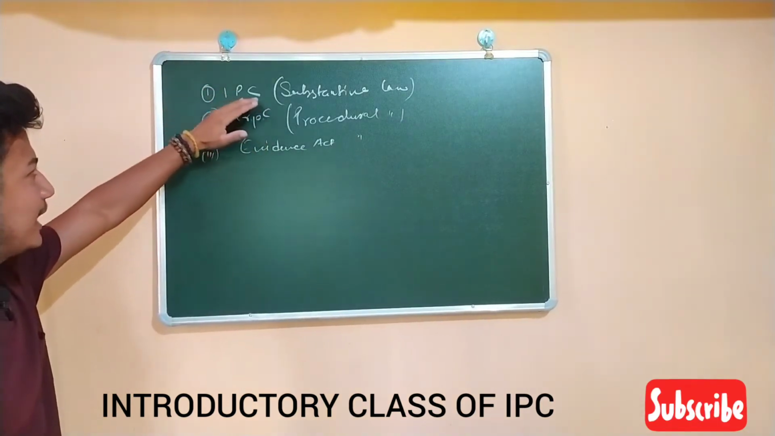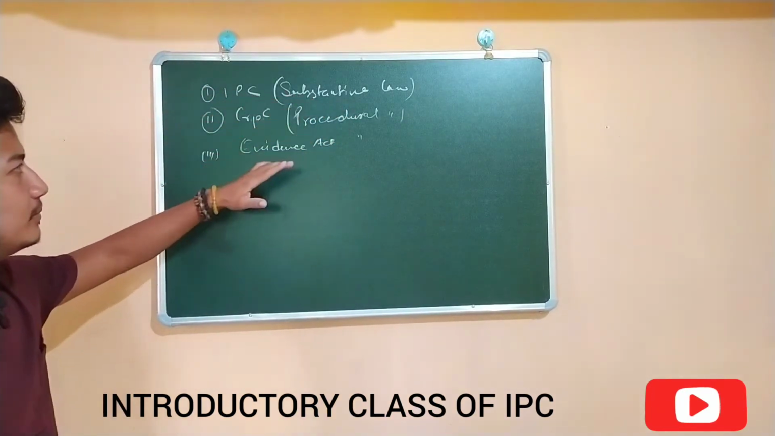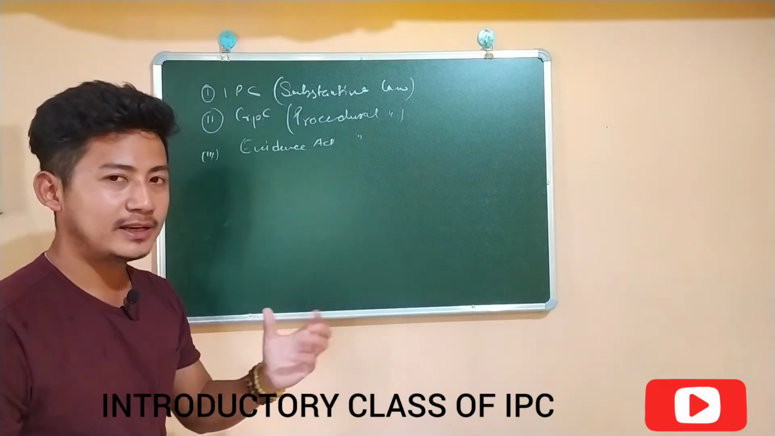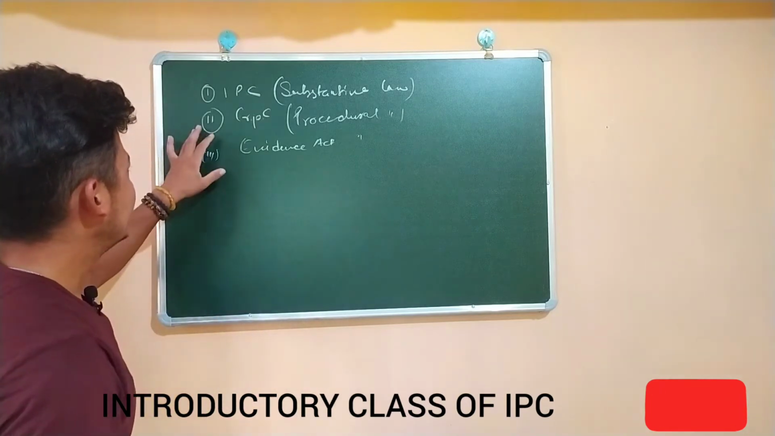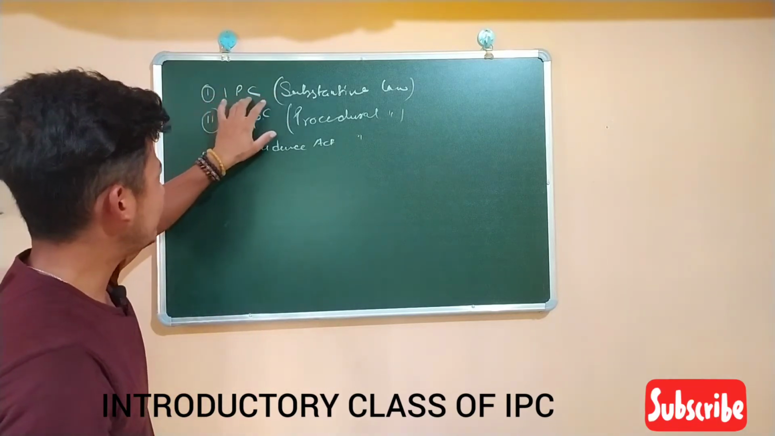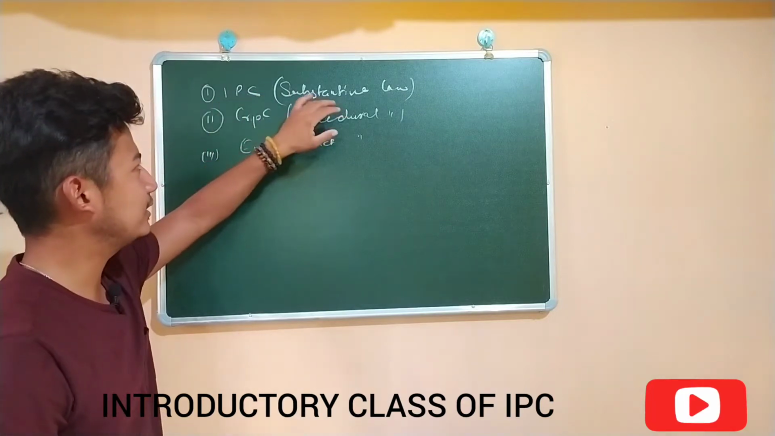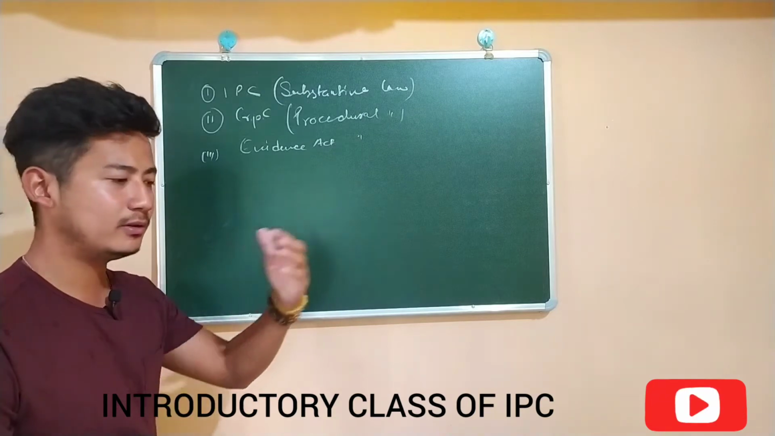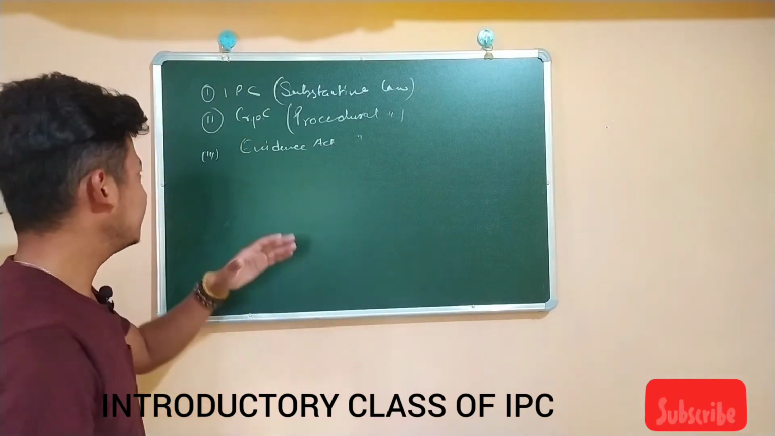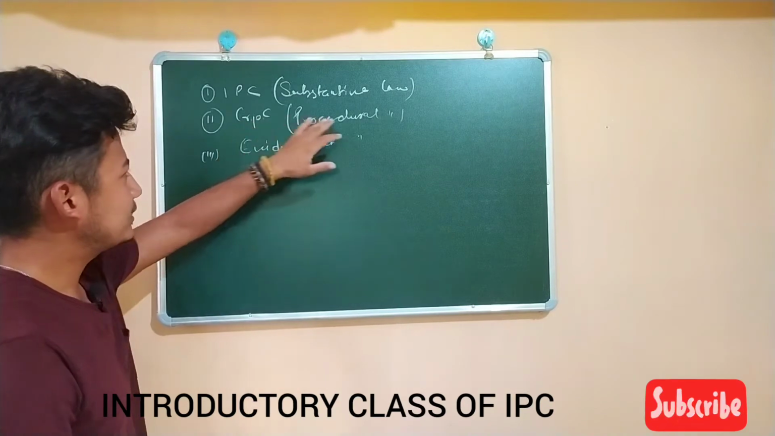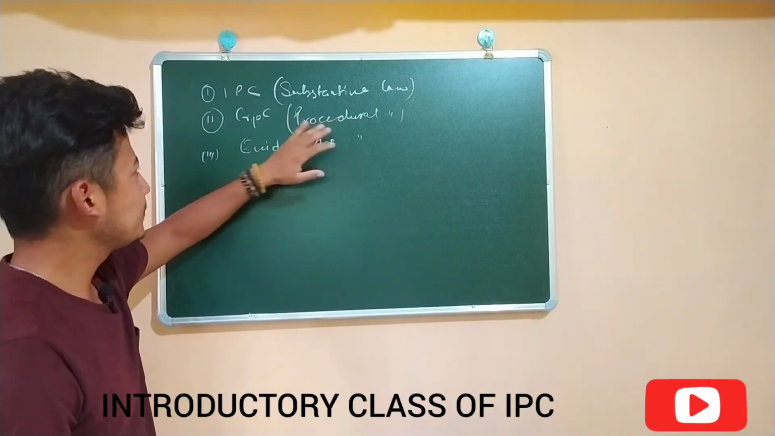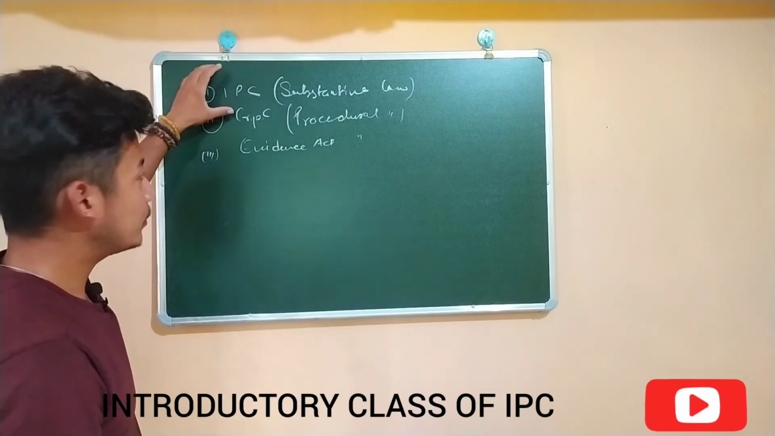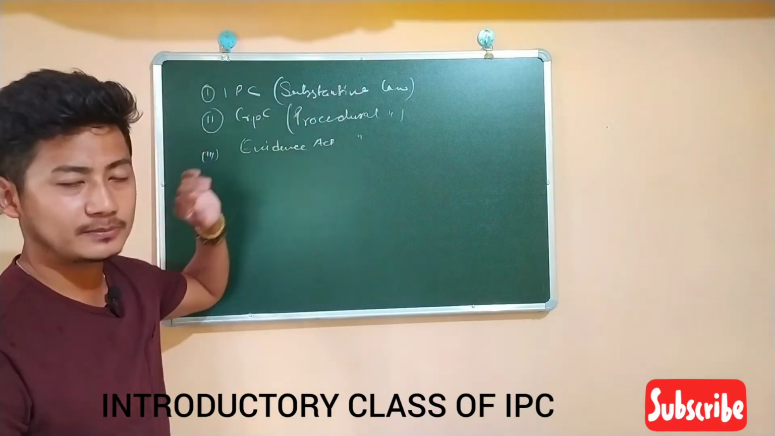Out of them, the IPC is the substantive law. Substantive law means the laws which define the crime and talk about the punishment. You can also say that substantive laws are duty imposing. They impose a duty on a particular person, or on the society as a whole. But the CRPC is a procedural law, and what is procedural law? It gives the procedure for the proper implementation of the substantive law.